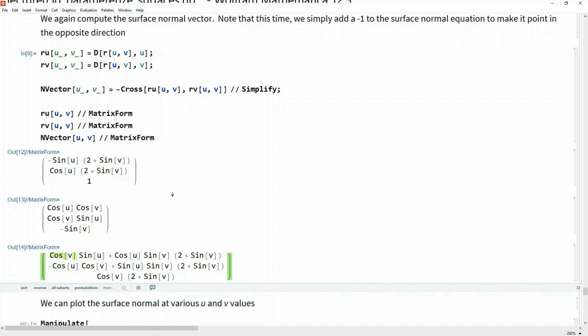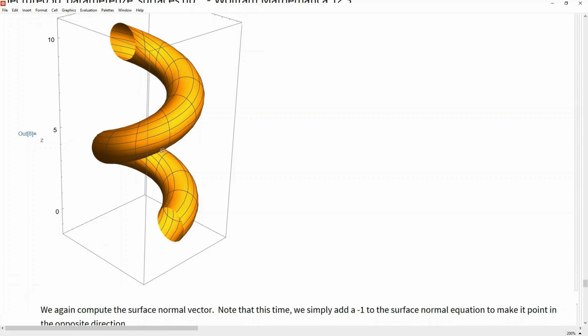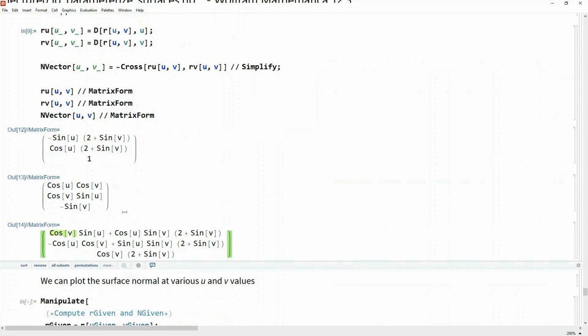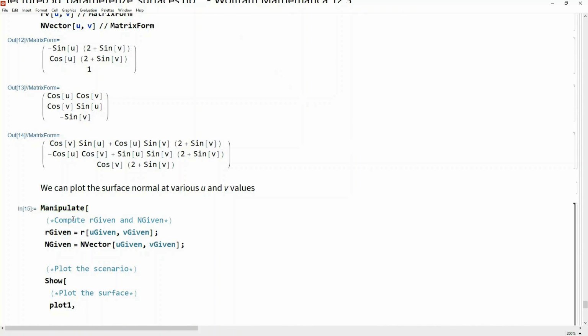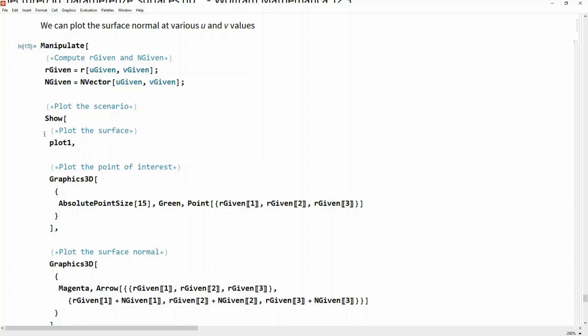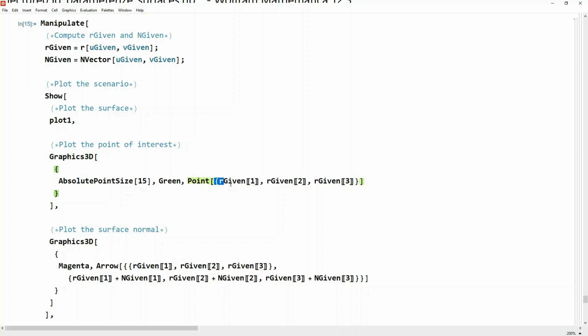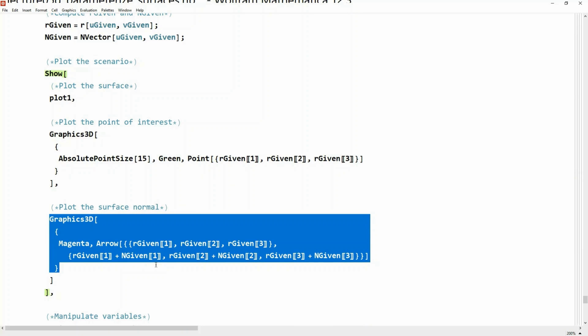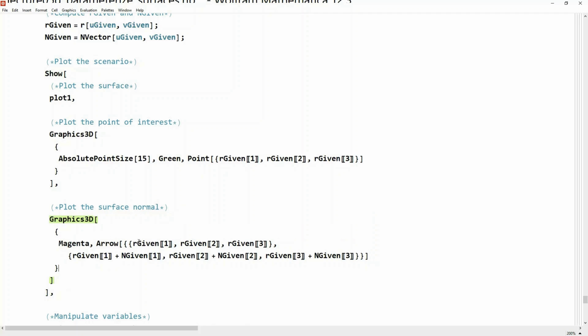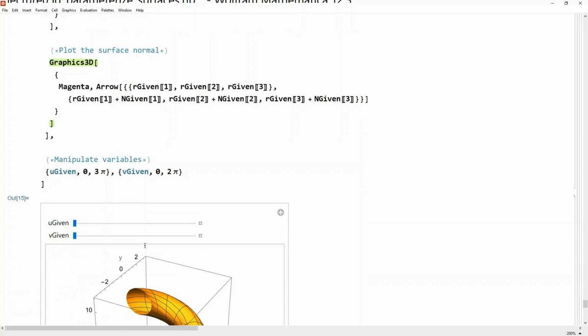So to plot that, let's just go ahead and draw that normal vector along with the point of interest UV, which is then mapped to a point on this surface, and then we'll draw the unit normal vector. So instead of me just talking about it, let me run my code, and you'll see that's all I'm doing here. I'm showing the surface we created earlier, and then I'm going to plot in green the location XYZ, which corresponds to the point of interest UV. And then I'm going to draw a magenta line, which is the arrow to represent the surface normal. And again, I'm going to make it start at the green point location and extend the distance by the normal vector. And this is what we end up with.